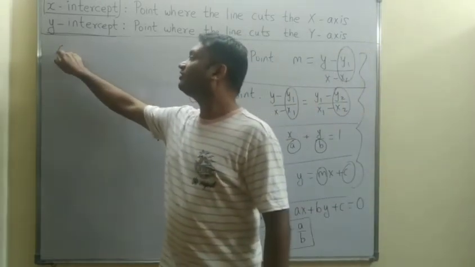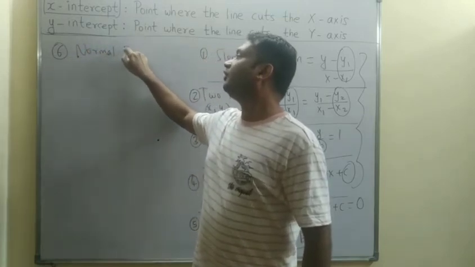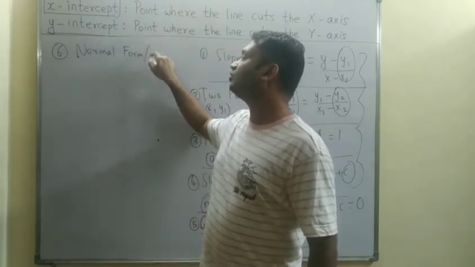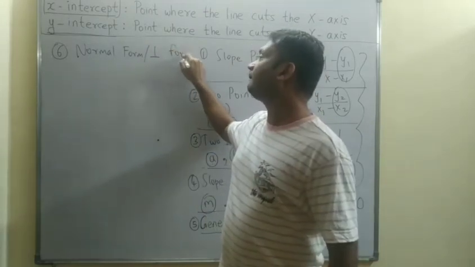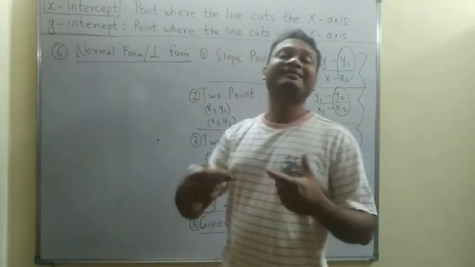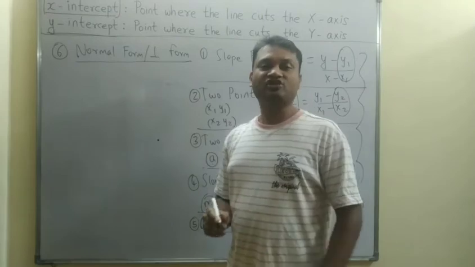So the next form of equation of straight line is normal form. Normal form, which is also known as perpendicular form. So normal form or perpendicular form. This is the next equation of straight line. So let us study our next equation.